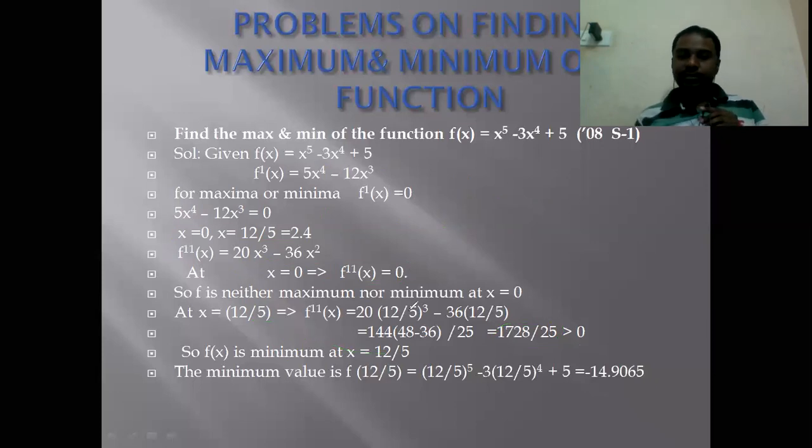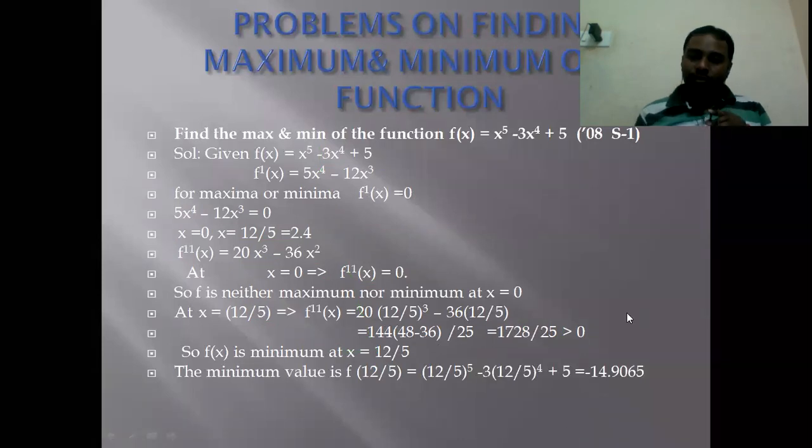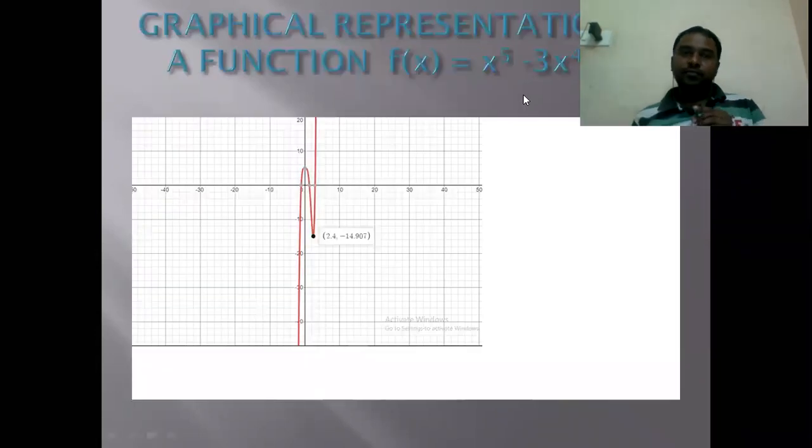So this condition tells whether it may be minimum or maximum. But to find the maximum or minimum value, we substitute this point directly in the given function. So if you substitute 12 by 5 in the given function, x power 5 minus 3 into x power 4 plus 5, just simplify, we are going to get some value, minus 14.9065.